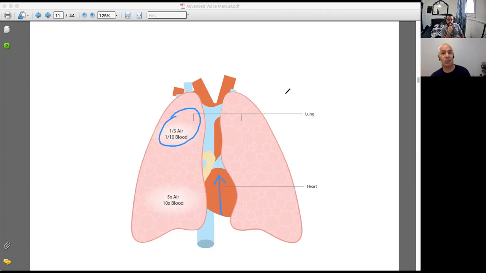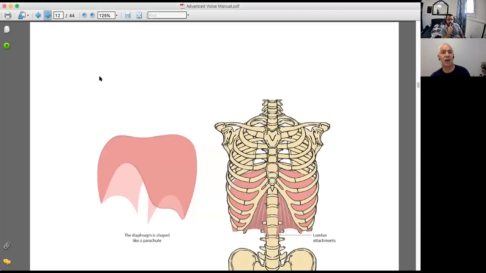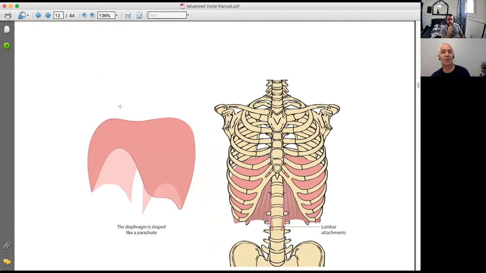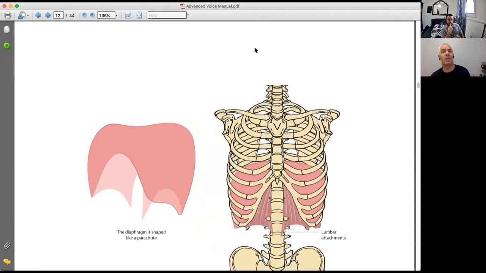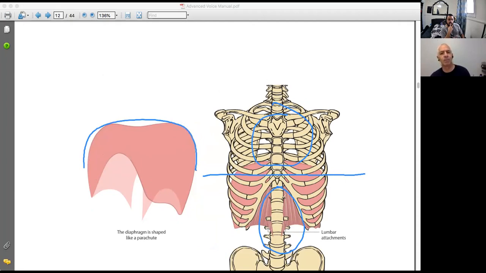So the question obviously becomes, how do we get air down into the bottom of the lungs? This is where the diaphragm comes into play. The diaphragm is essentially a horizontal sheet of muscle that divides the upper half of your torso from the lower half of your torso. Now, in reality, in its resting position, it's more of a dome shape. But it's attached all around the outer perimeter of your ribs.